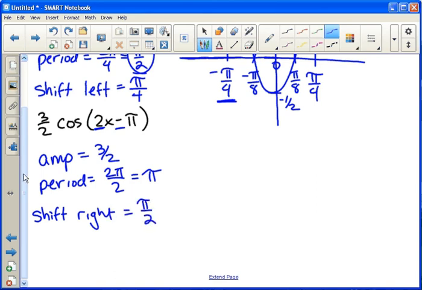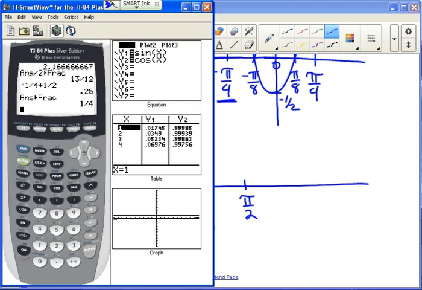So actually, let me draw that a little differently. There we go. So we shift to the right, pi over 2, meaning we start at pi over 2. That's our starting point. Now to get our end point, we need to add the period. So pi over 2 plus pi, that's 1/2 plus 1, gives us 3/2. So the end point is going to be 3 pi over 2.